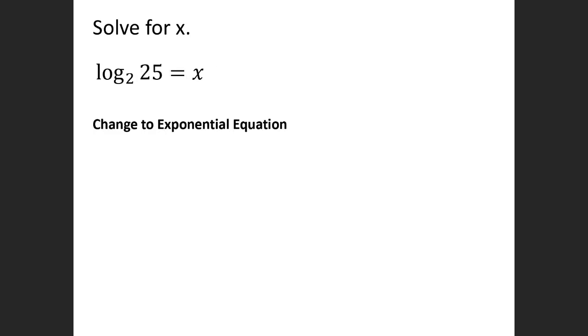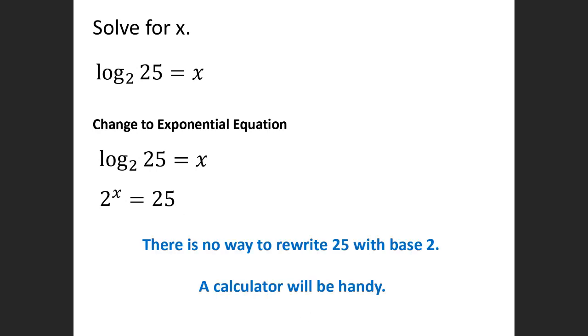So we want to solve for x for this. In order to solve for x, one of the ways we can do this is to change it to exponential form. If we do that, you want to take the base. Here our base is 2. So we get 2 to the x is equal to 25. But notice that unlike the other question we had, we cannot write 25 so that it has a base 2. So a calculator will be handy in this situation.